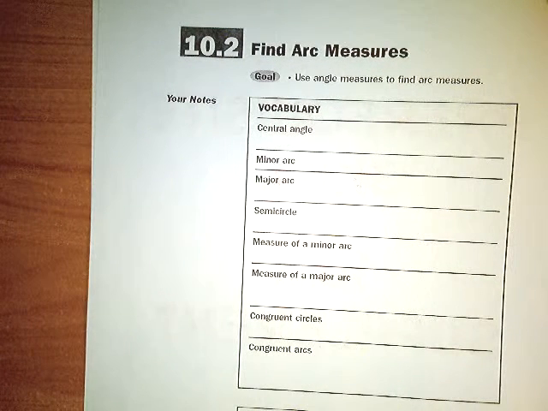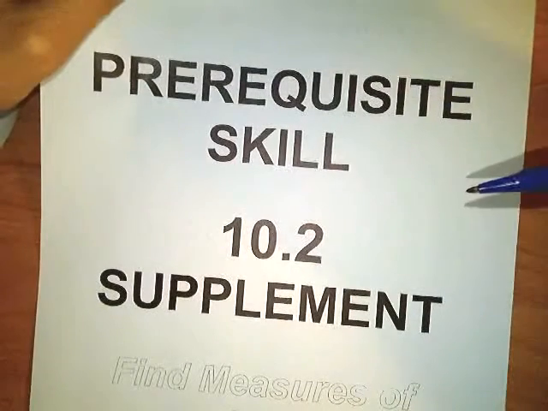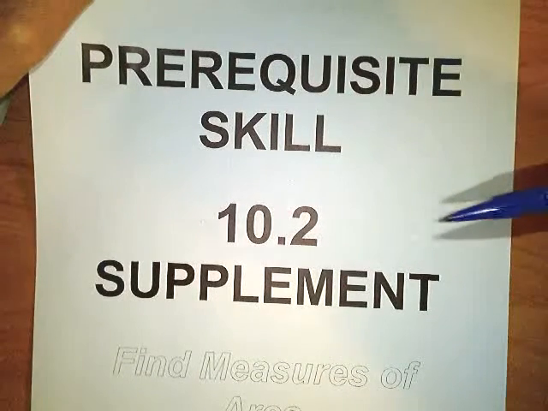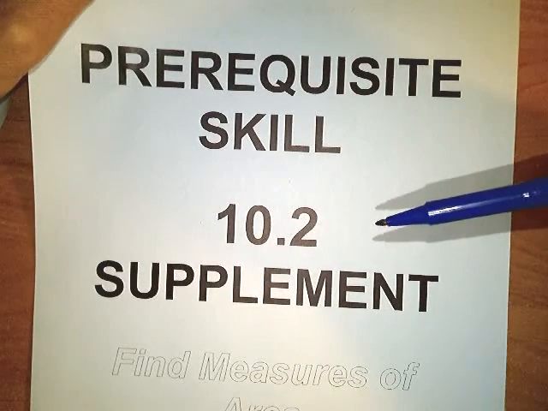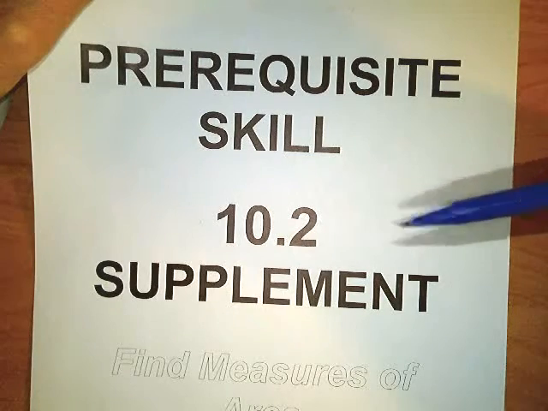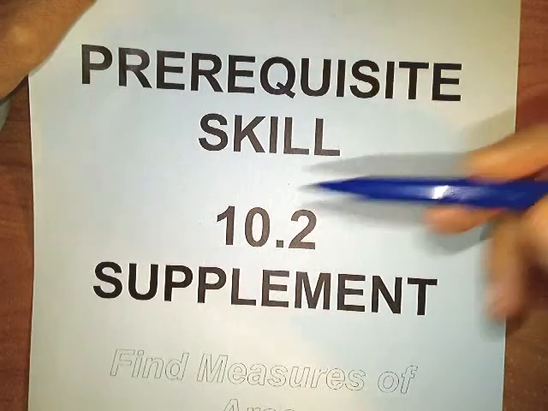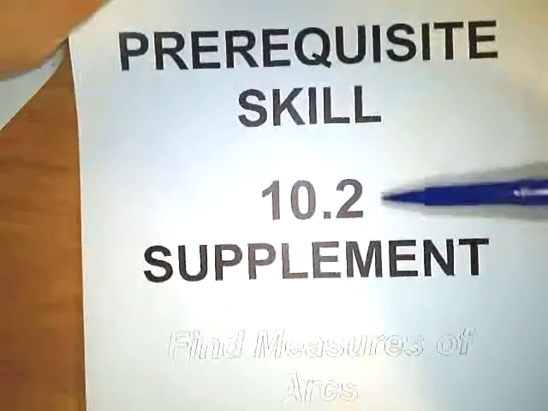Alright, this is a lesson on 10.2. It's called a prerequisite skill. It's a skill that you need to know to be able to do chapter 11, but we don't cover all of chapter 10. This particular skill, section 10.2, is important to be able to do chapter 11. So we're just going to go back and grab this one skill from chapter 10 out of the prerequisite skill 10.2 supplement. We are going to be quizzing on this, so you do need to know this.